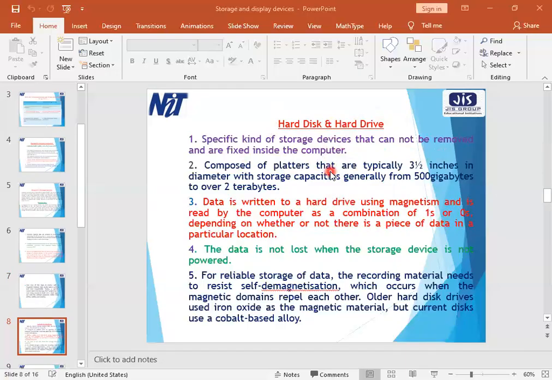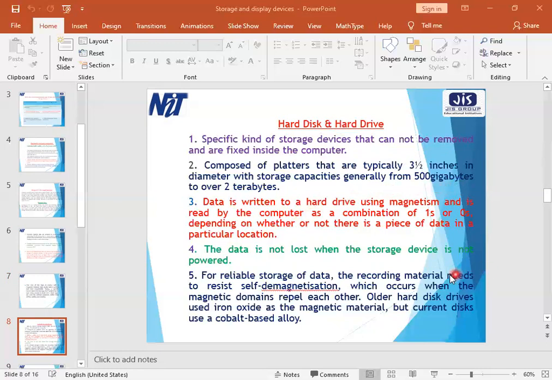If you're saying that your hard disk is 4 GB, or sometimes we say that a hard disk is 500 GB or greater than that, 1 TB. The computer I'm using has 2 TB of hard disk. This means it can store data up to 2 terabytes. You know that memory is always expressed in bytes. So these hard disks are composed of platters that are typically 3.5 inches in diameter, with storage capacity generally from 500 gigabytes. So the storage of a hard disk nowadays starts from 500 gigabytes, not less than that.